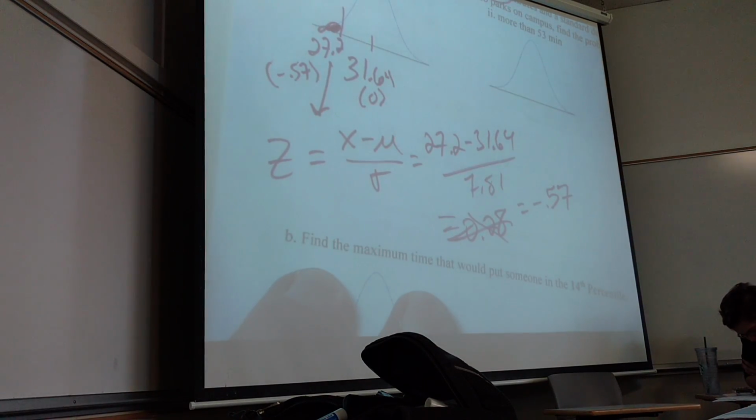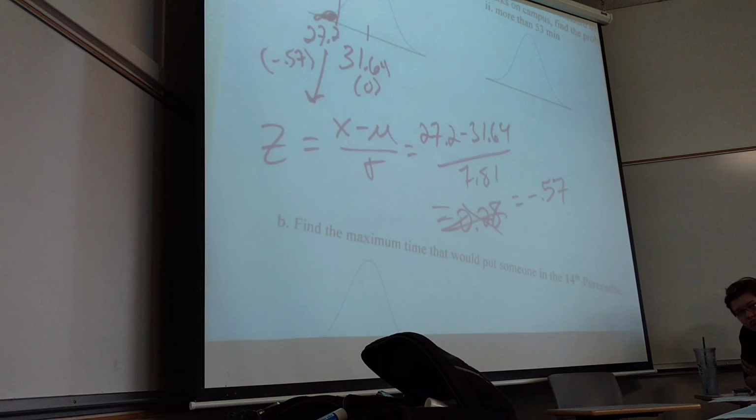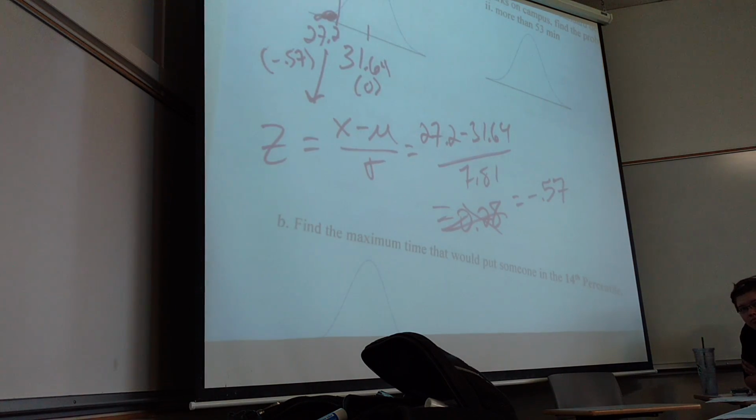So then how do I find the area below that? Look up what? Negative 0.57. I love it. I'm trying to make sure you guys are completely with me, because the nuts and bolts of this seem too easy to believe.